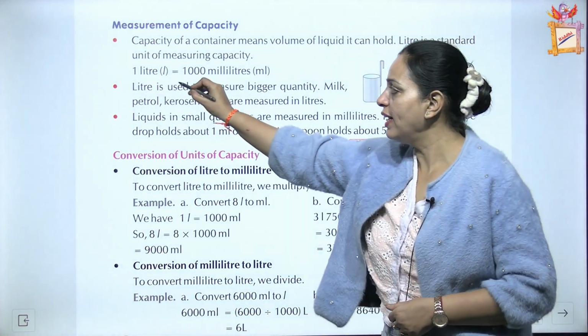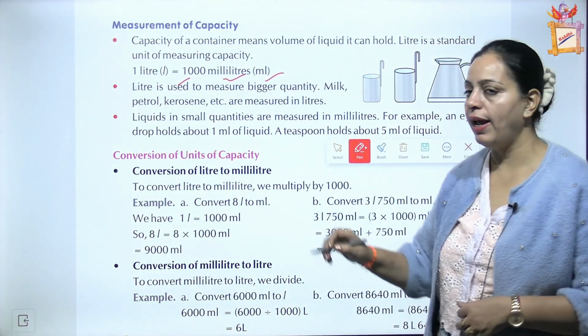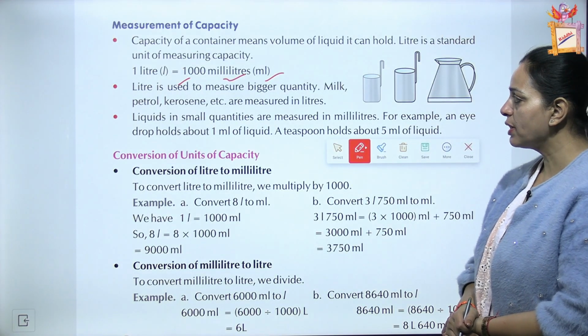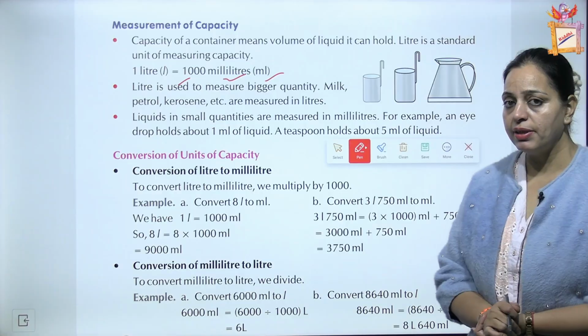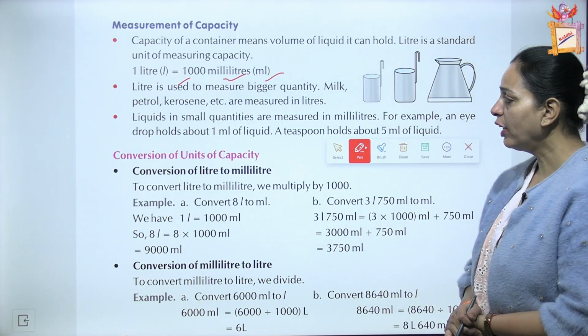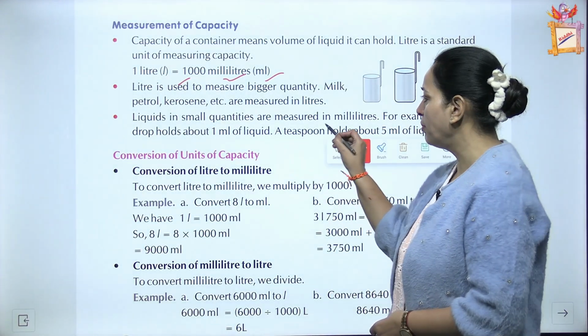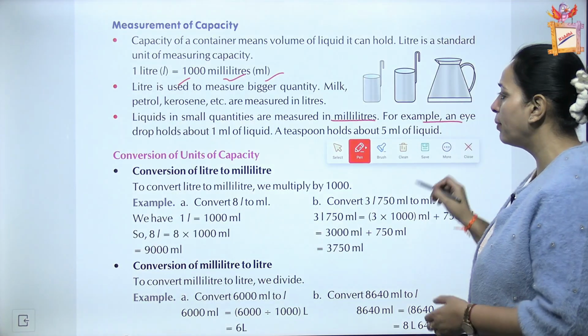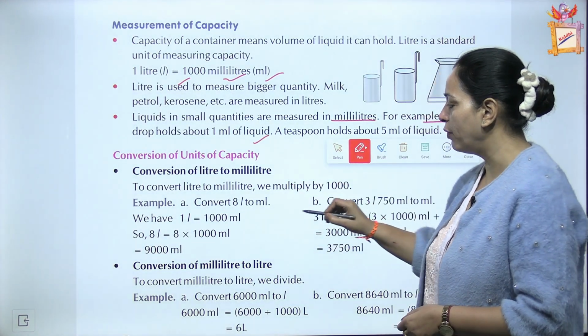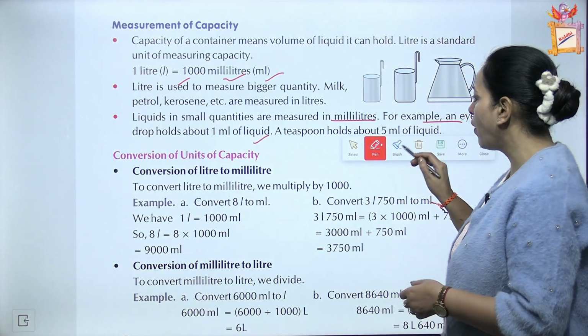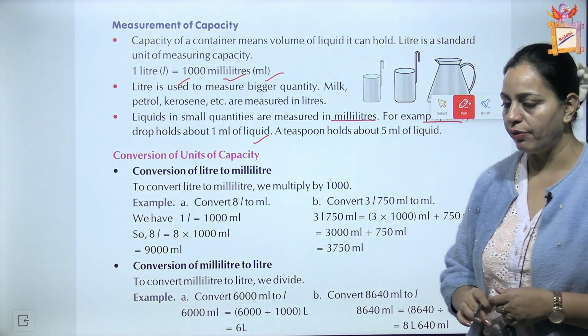लीटर को हम लिखेंगे L से और मिलीलीटर ml. Liter is used to measure bigger quantity, milk, petrol, kerosene, etc. These are measured in liters. And liquids in small quantities are measured in milliliters. For example, an eye drop holds about 1 ml of liquid. A teaspoon holds about 5 milliliter of liquid, right?